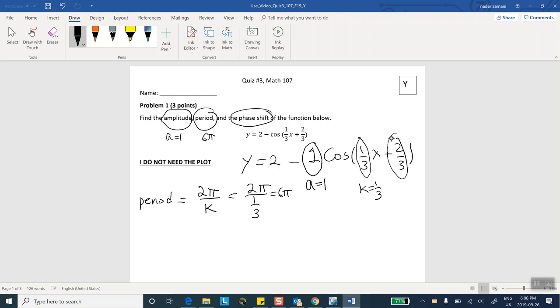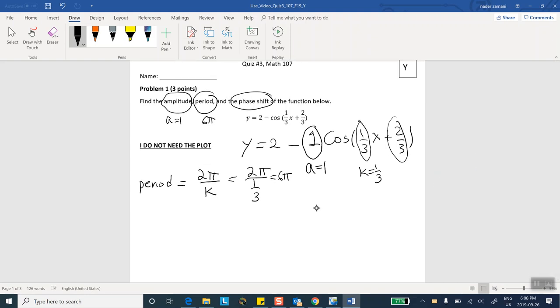But I want to remind you that when we talked about phase shift, we wrote our equation like this: cosine of k times x minus b. So first you have to write this like that. Notice that there is a 1 and there is a cosine, and we factored the 1/3. We get x minus, this is a plus, sorry, x plus 2.